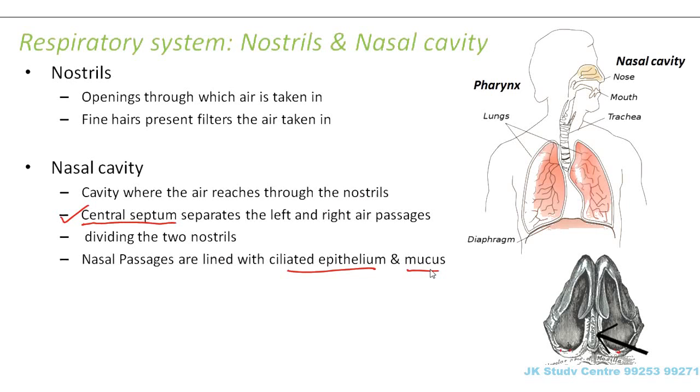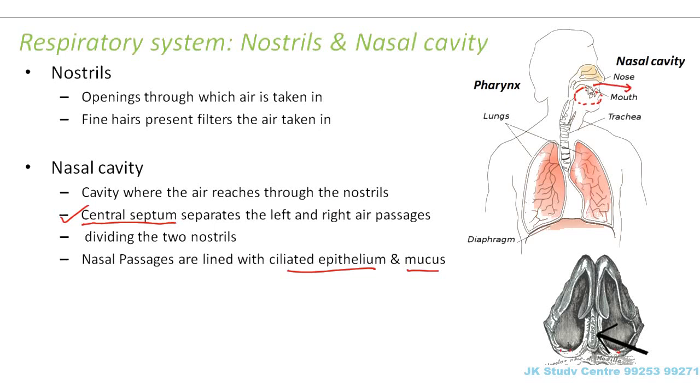Right? So now you must be wondering that from the mouth we have an oral cavity, and through the nostrils we have a nasal cavity. Now how are the nasal cavity and the oral cavity separated? So the oral cavity is somewhere here, right? Now this nasal cavity and oral cavity are separated by a bony plate. So this is the bony plate.